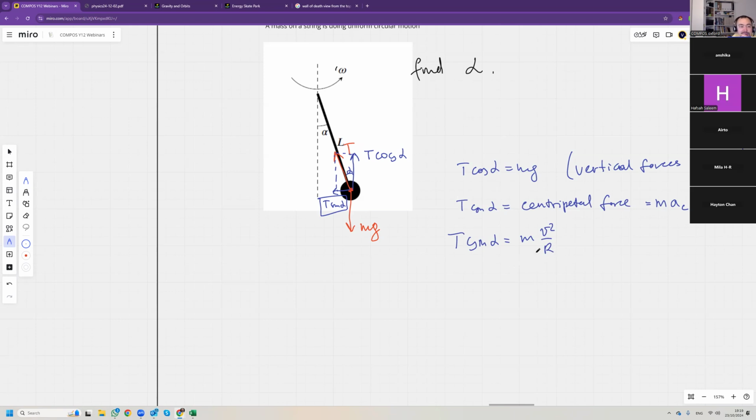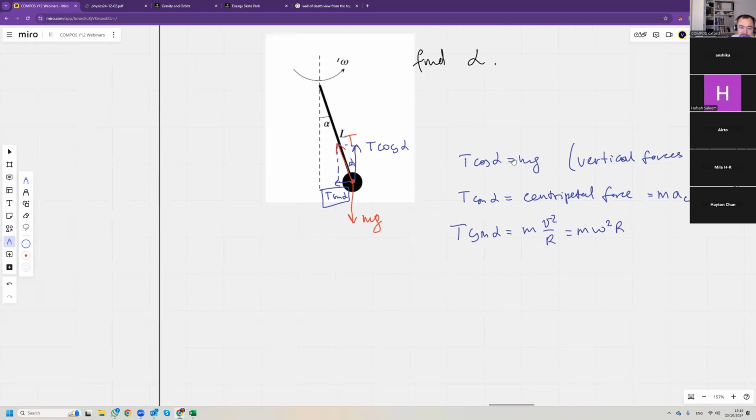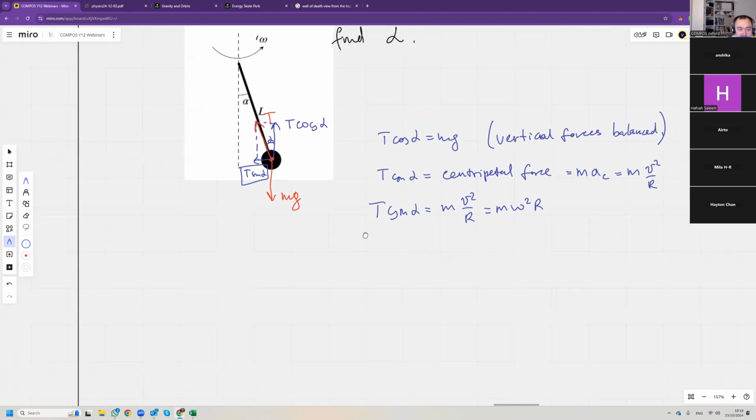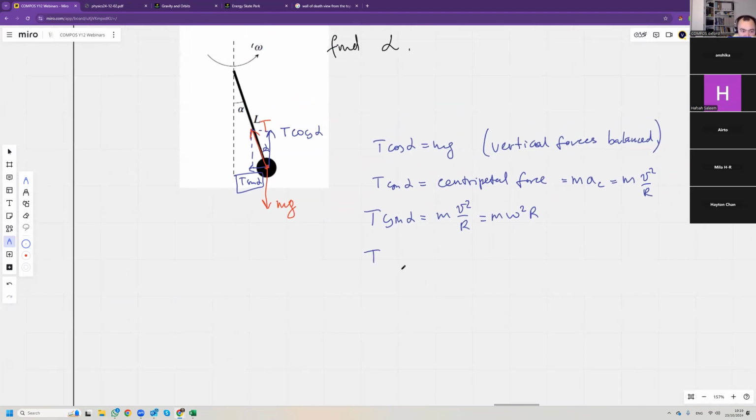Okay, not good enough because we need omega. So it's going to be m omega squared r. That's better. Good. And I just copy this: T cos alpha equals mg. Now I'm going to divide the first equation by the second. So T sine alpha divided by T cos alpha equals m omega squared r over mg.